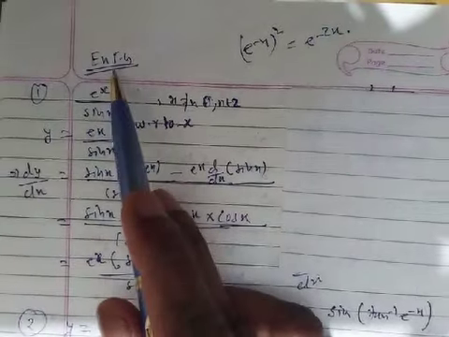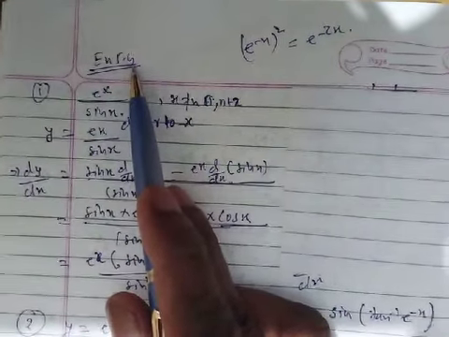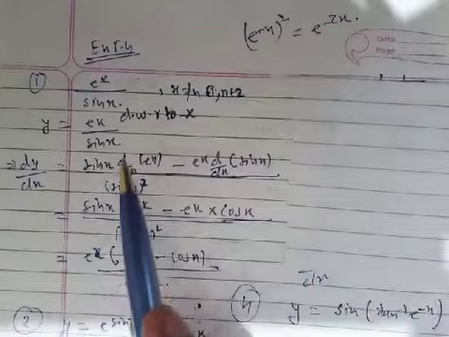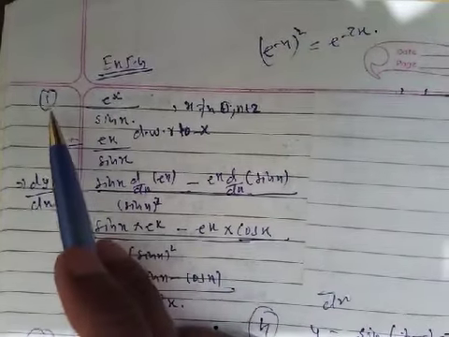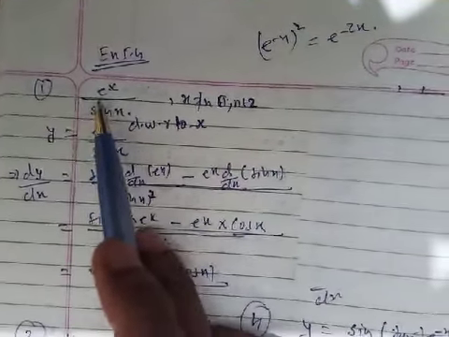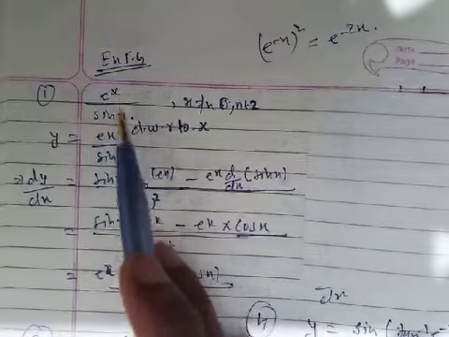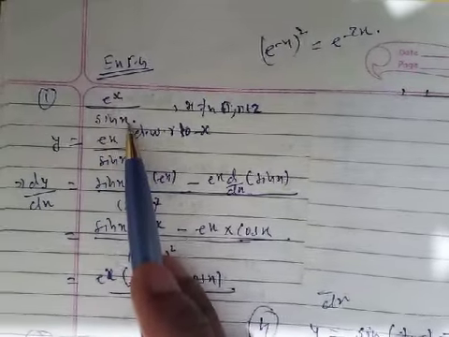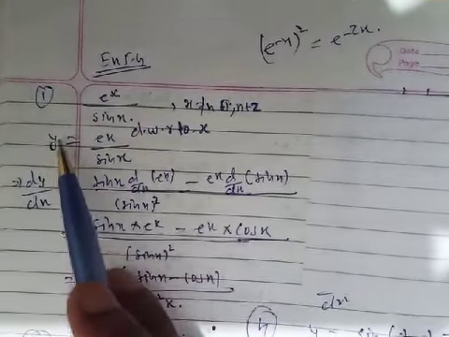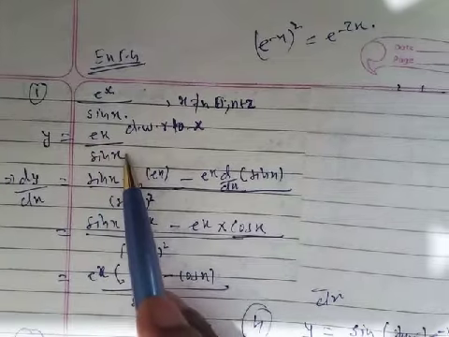Students, let's start with exercise 5.4. After a long time we are doing it. First question, e raised to x upon sin x. So y is equal to e raised to x upon sin x.